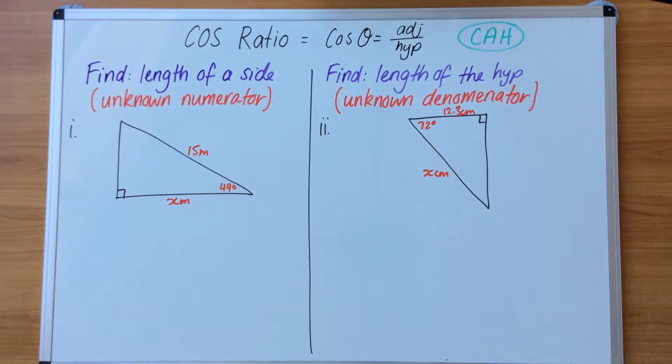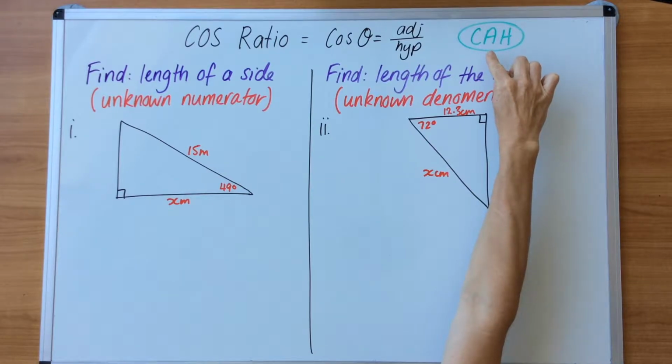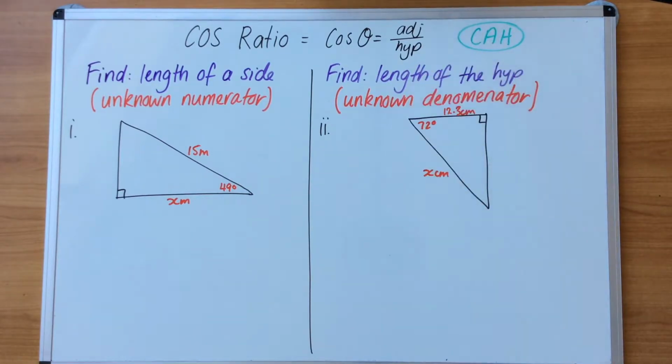And finally, we are focusing on the COS ratio. The rule of thumb for COS is cos theta equals adjacent over hypotenuse. And if we go back to the acronym of SOHCAHTOA, CA is for COS, COS equals adjacent over hypotenuse. So when we label our triangles, we're looking for an adjacent and a hypotenuse, which tells us we are going to use the COS button.